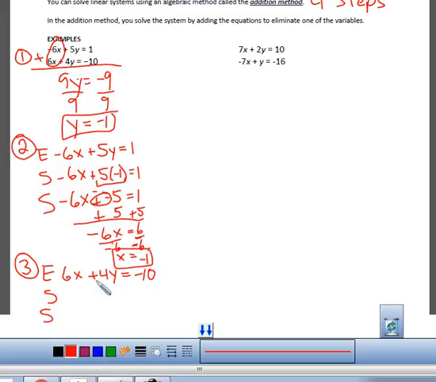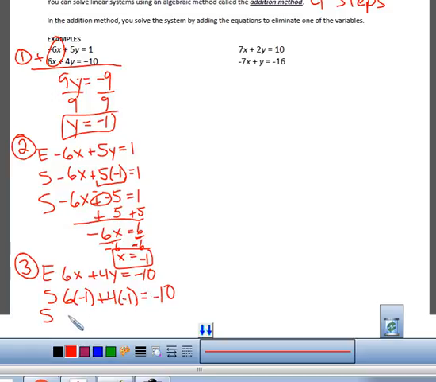I'm going to substitute negative 1 in for x. In this case it doesn't matter because both answers, x and y, are negative 1. But you have to be careful and make sure that you're putting the right number in for the correct variable.